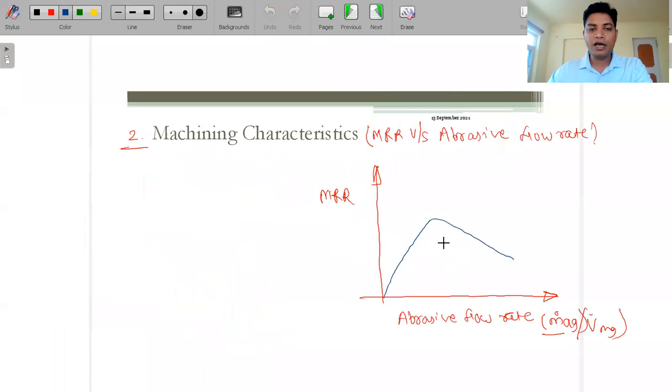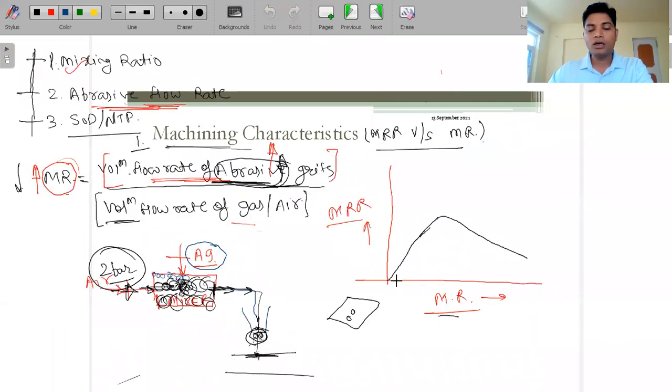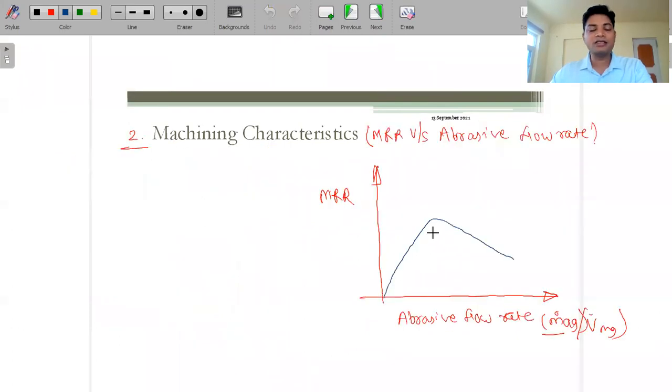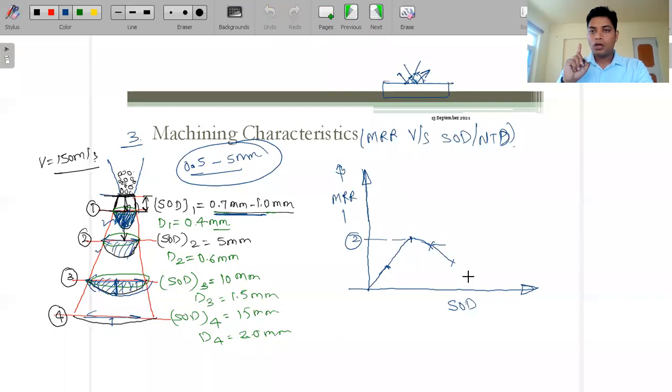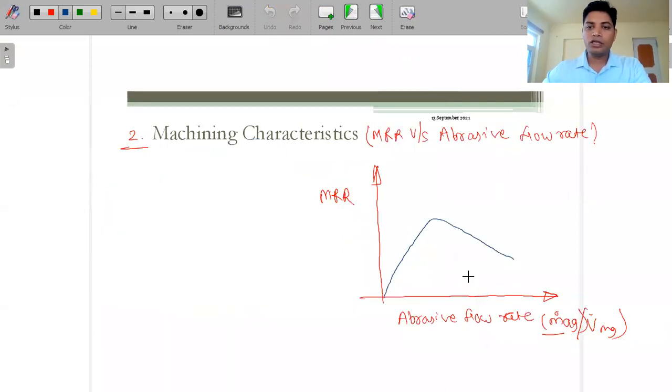If you see the graph of all three, then in all three cases the material removal rate initially increases, then it starts decreasing. Okay, here I want to discuss one more thing in the abrasive flow rate.